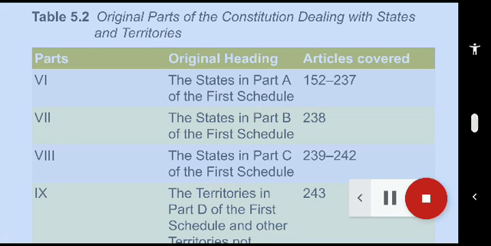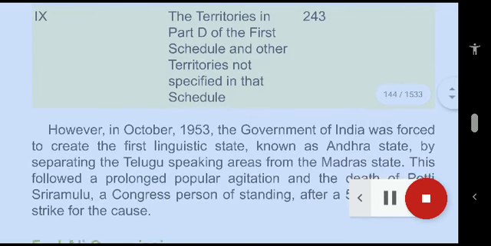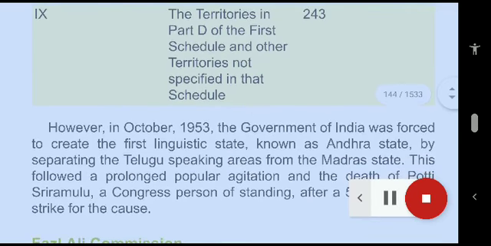Table 5.2 Original parts of the Constitution dealing with states and territories. Parts, original heading, articles covered. VI: The states in Part A of the first schedule, 152 to 237. VII: The states in Part B of the first schedule, 238. VIII: The states in Part C of the first schedule, 239 to 242. IX: The territories in Part D of the first schedule and other territories not specified in that schedule, 243.